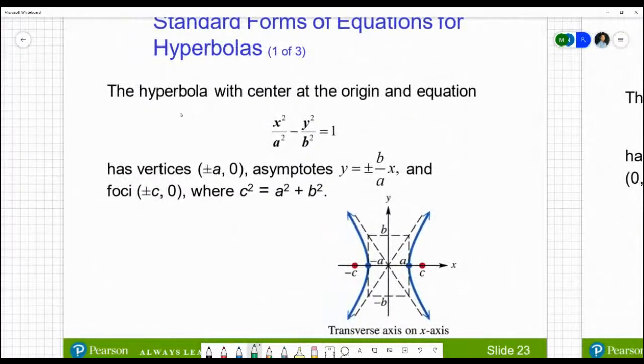It's a little bit different. Now we see that this changes. Instead of adding, now we are subtracting. So if x squared and y squared are added, you get an ellipse. But if we subtract, we get a hyperbola.